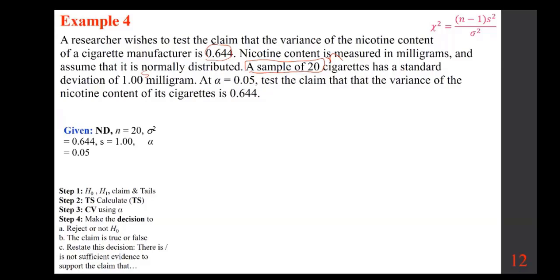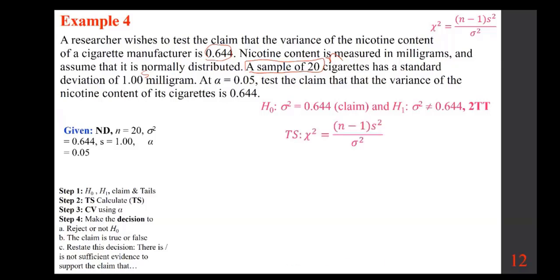So I explained how we test the claim. Test the claim that the variance of the nicotine content of a cigarette is equal to, that means H0: sigma squared is equal to 0.644. That's the claim. And H1: sigma squared is not equal to 0.644. And what happens, it makes it a two-tailed test. Test statistic uses the top formula. We calculate the chi-squared equals n minus 1 times s squared over sigma squared.